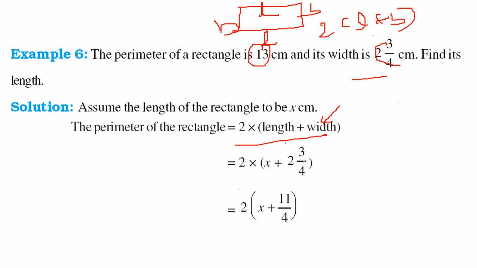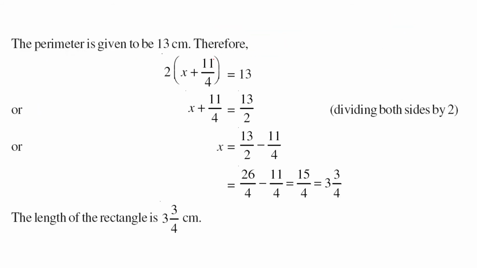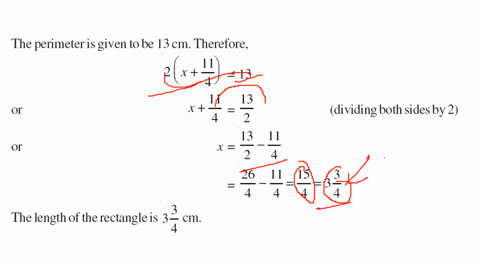So 2 into x plus 11 by 4, this is your perimeter. And this is given as 13. So why not equate this to 13? You can take the 2 on the downside. So this will be 13 by 2, take 11 by 4 here. So it will be 13 by 2 minus 11 by 4. And when you solve it, you get 15 by 4. Or you can easily write it, because the question is in this form, we can just write 15 by 4. The length of the rectangle is 15 by 4.